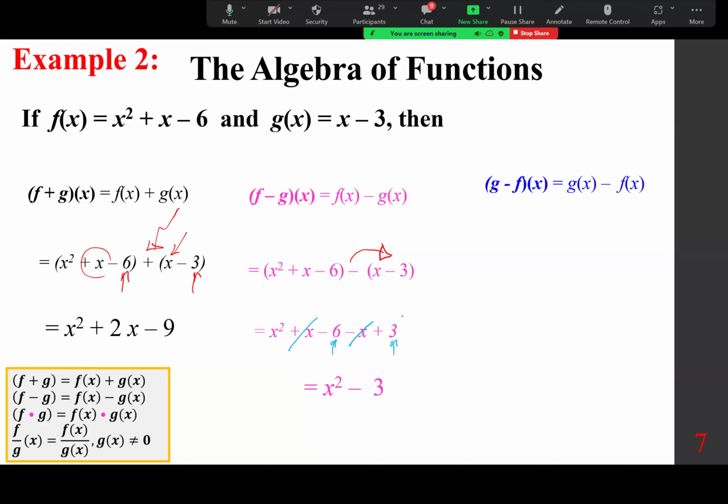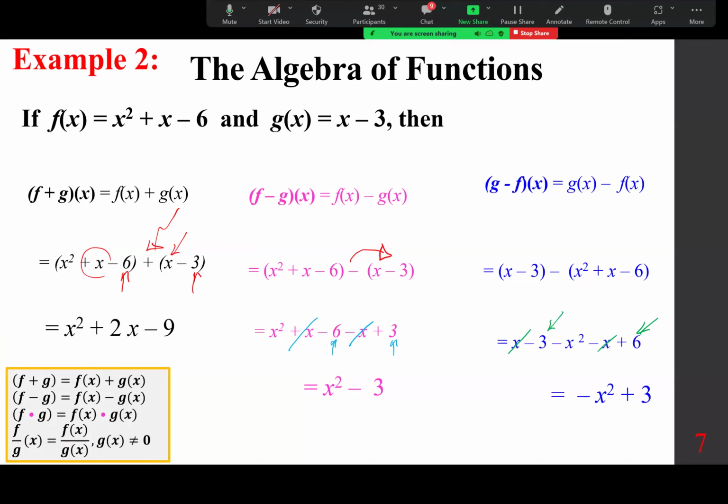Now, g minus f, it's important to know that it's not the same as f minus g. I have two ways to do it. Let's quickly show you, and I'll give you the second method in a moment. So g minus f. You just write the g and write the f and distribute the negative sign for this guy. So this remains unchanged. This is minus x squared minus x plus 6. Now, these two cancel each other. And these two add up to positive 3.